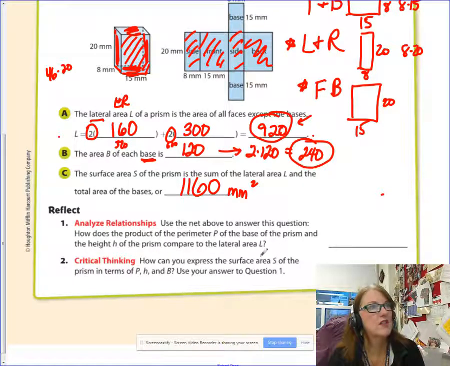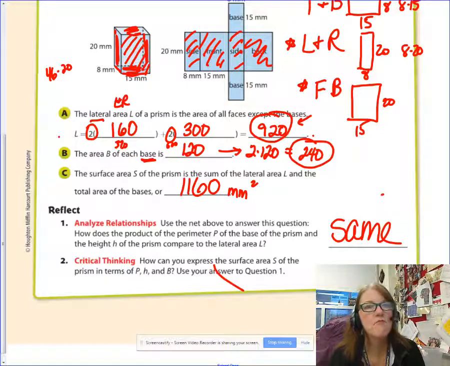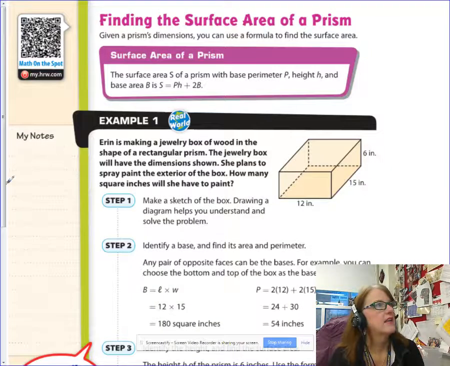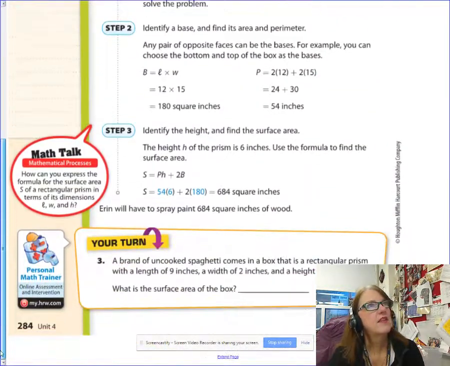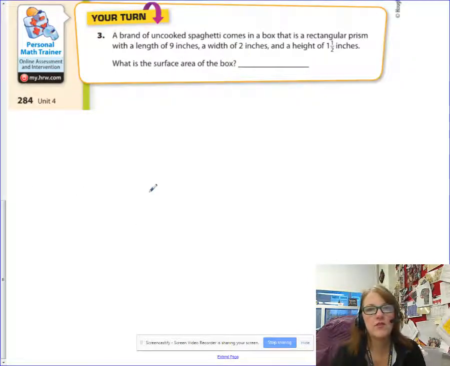How does the product of the perimeter and the height compare to those? You can say they're the same. Okay, all right, let's move on. Okay, this example, they work that through, and you can use that as a reference if you choose. But right now, I'd like you to look at question number 3 on the Your Turn.